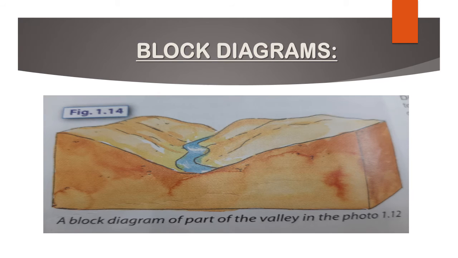Then there is another type, that is block diagram. This is the block diagram. This is the block diagram with the representation of cross section, but it is in the shape of a block. That is why it is known as block diagram.